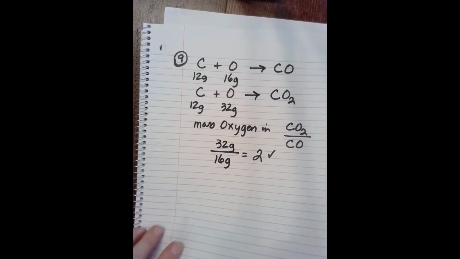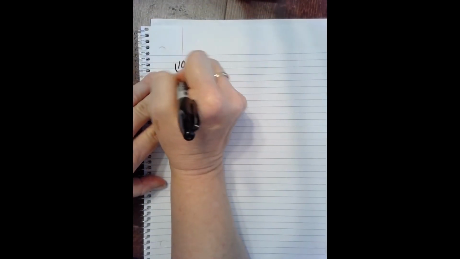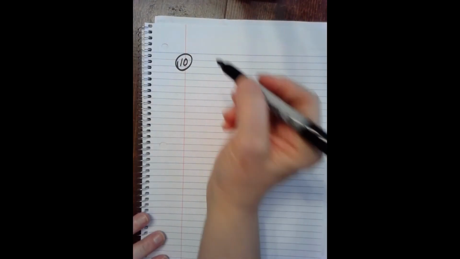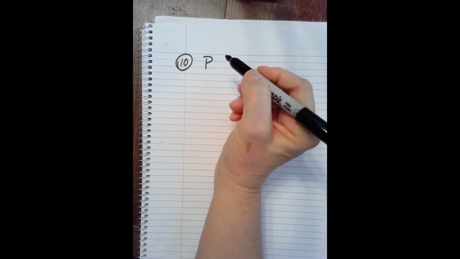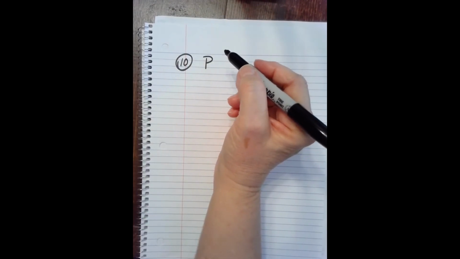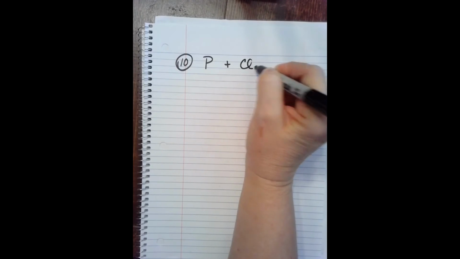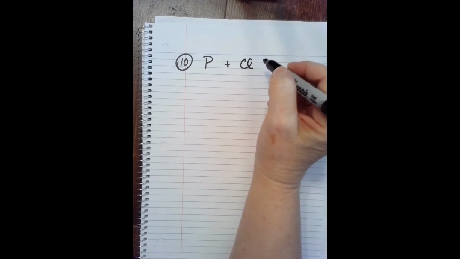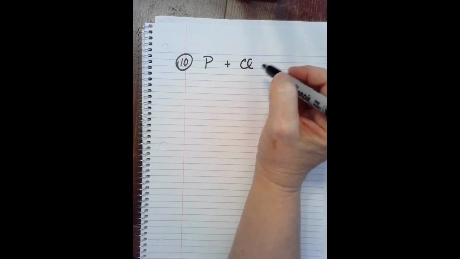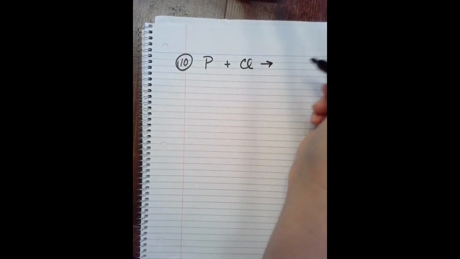While we're talking about the law of multiple proportions, let's do one more problem related to this. This is question number 10. Let's read it. It says phosphorus and chlorine. Phosphorus is the letter P, that's how we're going to represent it. I happen to know that chlorine is Cl2. Combine to form two different compounds.